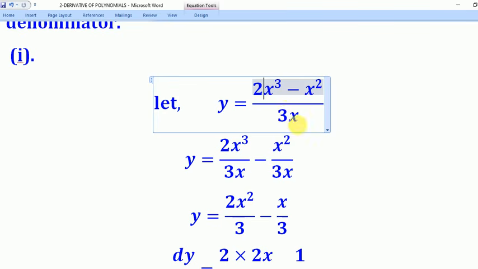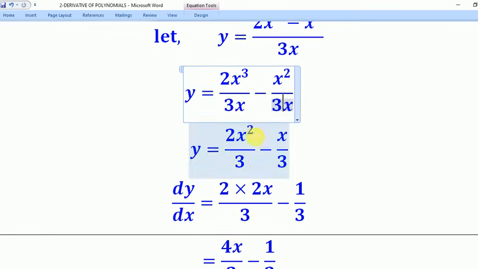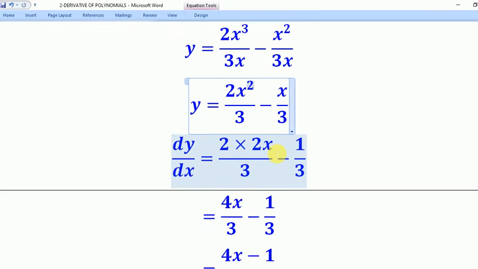So we shall first split the numerator by dividing this by that, and also this by that. So this by this will give you this, this by this will give you that. Here I shall use the rules of indices. Same base, subtract the power, so it will be 3 minus 1 to give you 2. Therefore the result will be 2 over 3 x squared. For this one, same base, subtract the powers, it will be 2 minus 1 to give you 1. So the result will be x over 3.